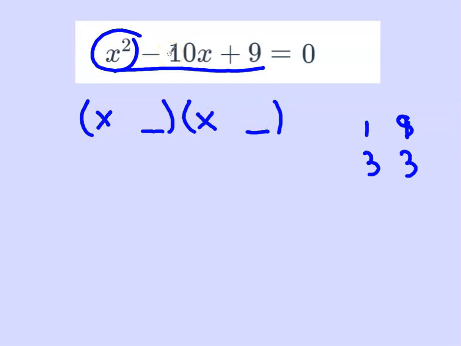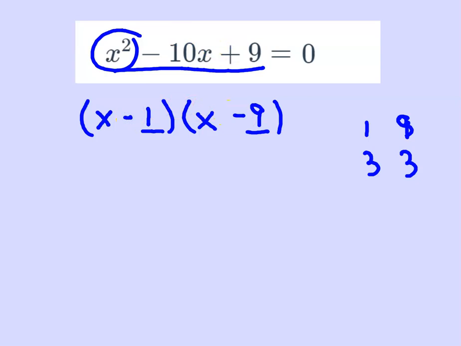So if you happen to use, say, 3 right here, and they were positive, then when you multiply them together, you get +6. Well, maybe we could fix that by making it -3. That gets you -6. So what we learned eventually was this. The numbers that go here at the end multiply together to get 9, and they add together to get -10. So what pair of numbers adds together to get 10? Well, 1 and 9. And the only way they can add together to get -10 is if they're both negative.